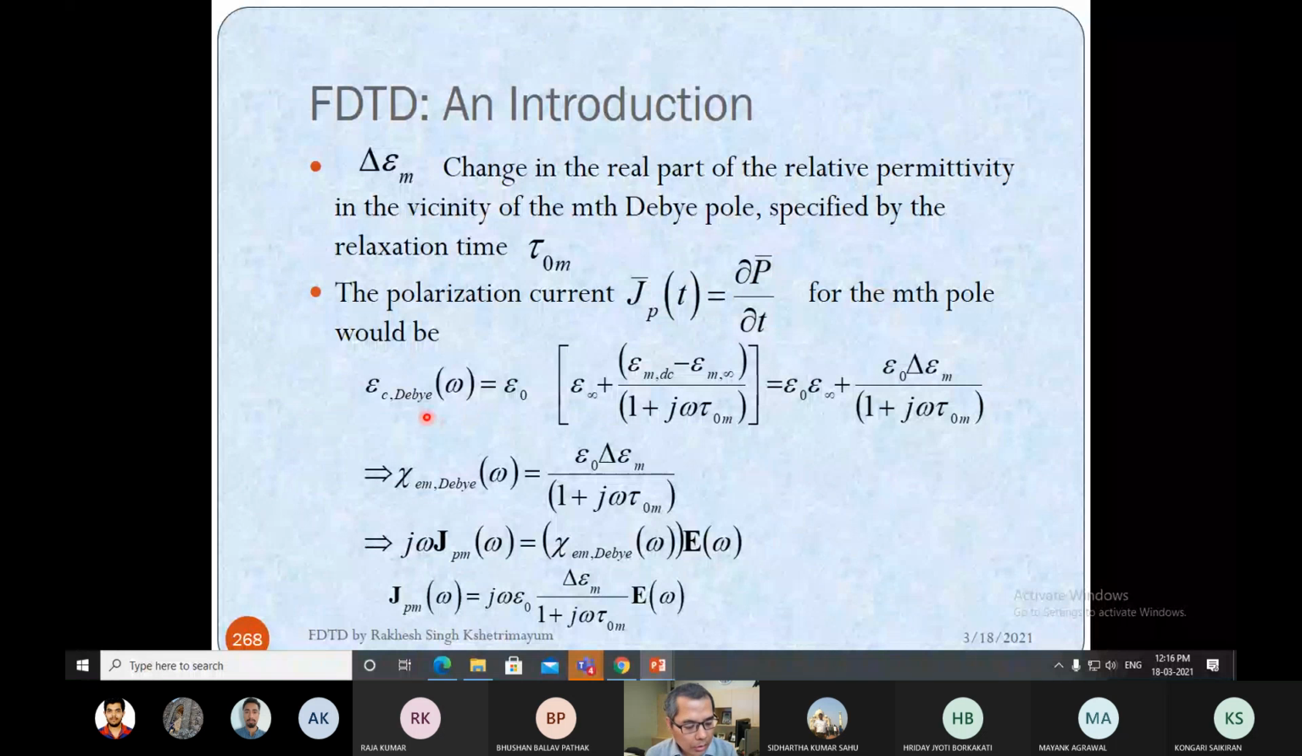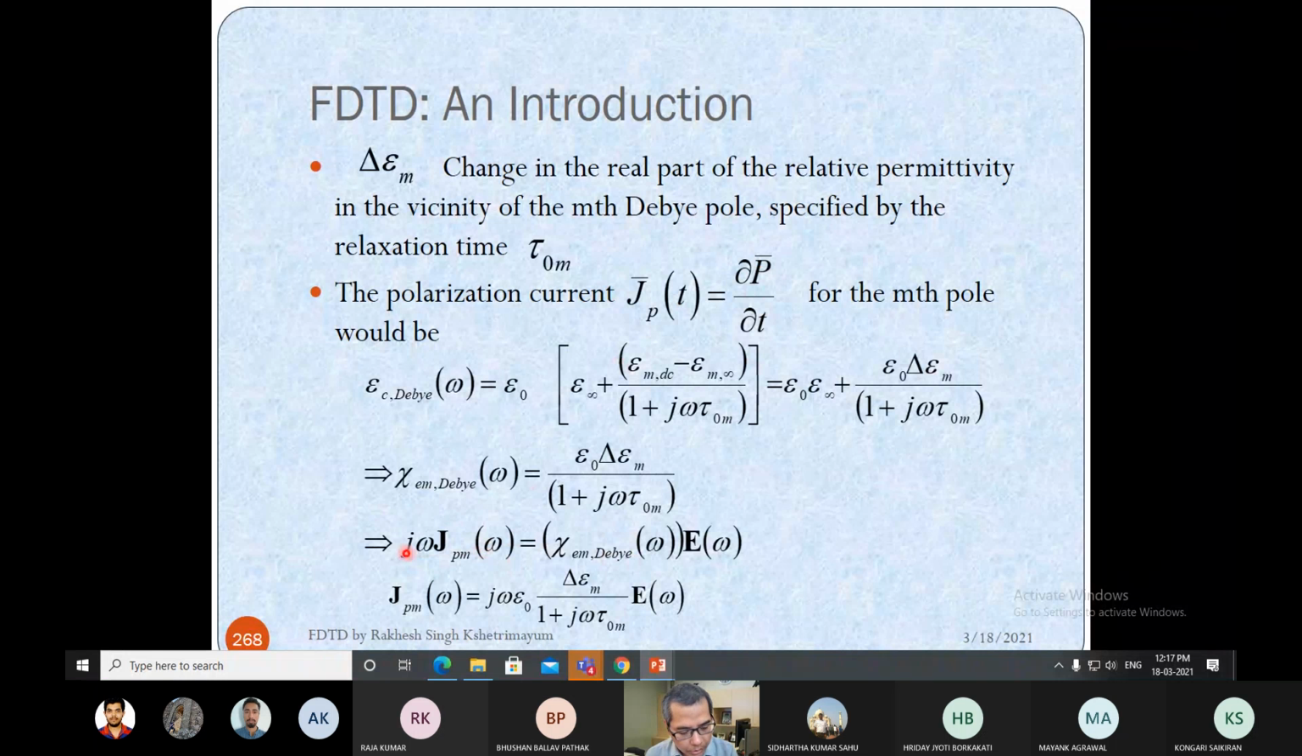Now for the dipole material, we have considered complex epsilon as epsilon 0 epsilon infinity plus epsilon 0 delta epsilon m divided by 1 plus j omega tau naught m. That was what we have just discussed in the previous slide. From there, I want to write the update equation for the polarization field and polarization current. So this is the relation you have here. What is the relation between the electric field and the polarization current? If you multiply the electric permittivity with the electric field, you get the polarization field. And if you differentiate the polarization field, you get the polarization current.